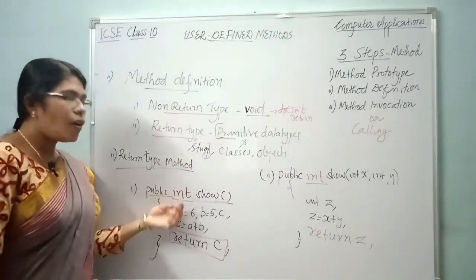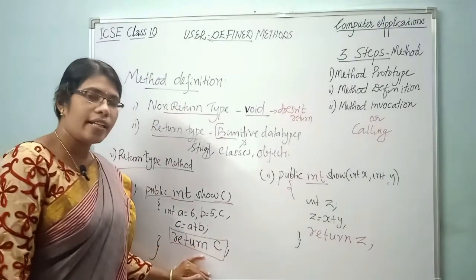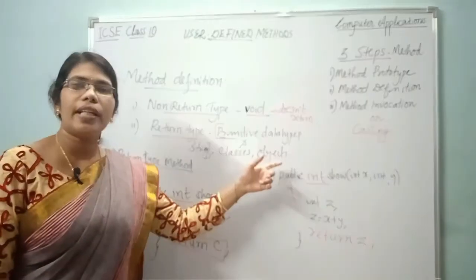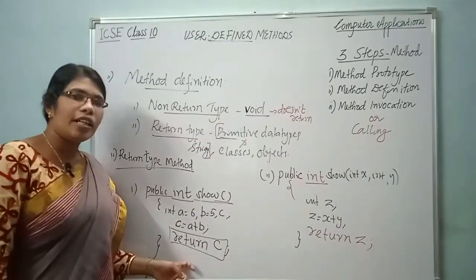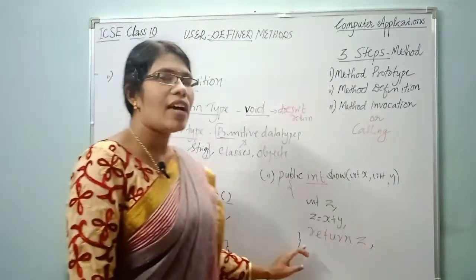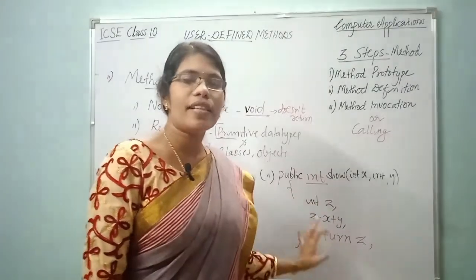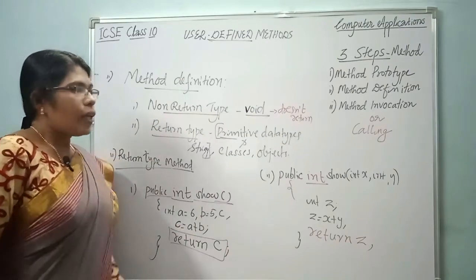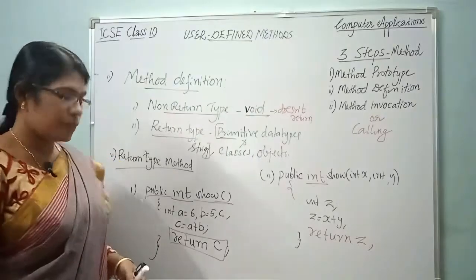In the case of non-return type, we don't need to specify the return statement because it doesn't return any value. But in the case of return type, where any primitive data type or the string data type is specified in the method, then definitely we need to use the return statement to return the value to the calling statement, because this data type has some value to return to the calling statement.